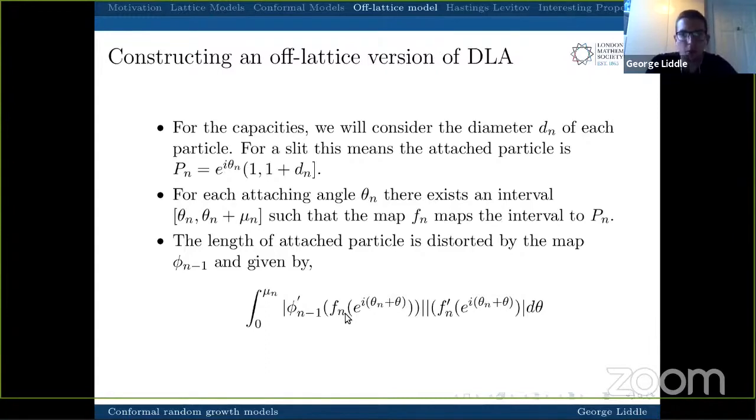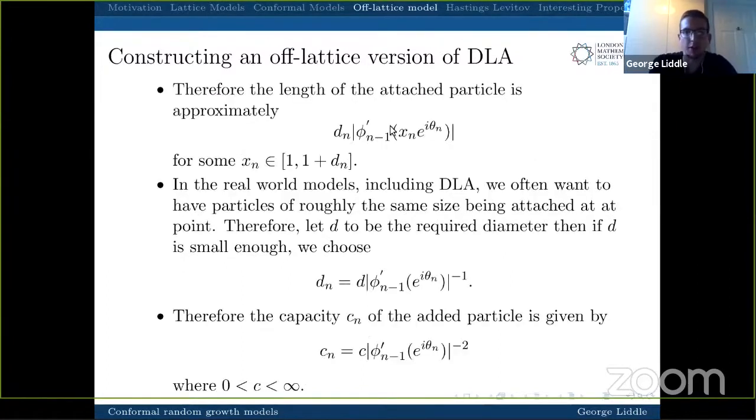Well, again, we know exactly how this map Fn behaves. And this is exactly the benefit of using these conformal maps. Rather than trying to study the cluster as a whole, we're breaking it down so we can study individual maps. We know how Fn behaves, and F maps this interval, between 0 and mu n in this case, to the particle. So we can replace this with just some value on the particle, so that the length of the attached particle itself is approximately given by dn, via the last term, times this first term here, where xn belongs to the interval 1 to 1 plus dn.